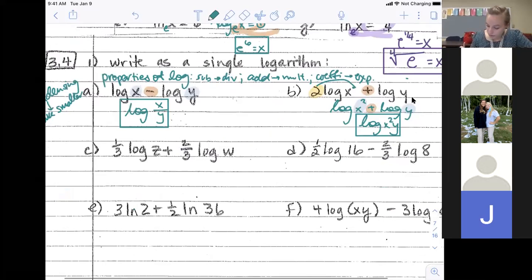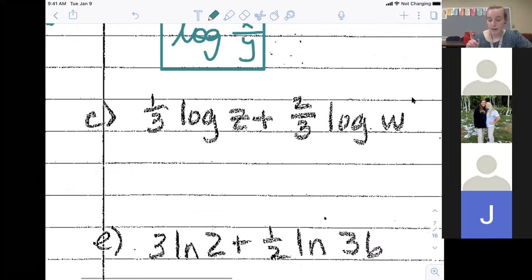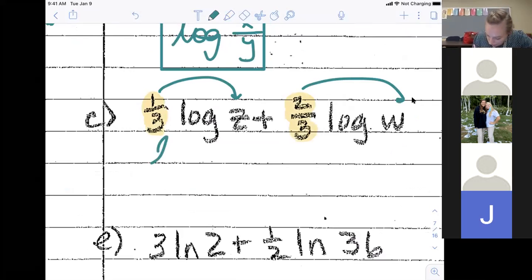These 3 rules that we've just talked about, subtraction to division, addition to multiplication, and coefficient to exponent, are what I'm using for the next 4. So letter C. I've got my coefficients, so let's deal with those first. I'm going to make z go to the 1/3, and then I've got 2/3, so I'm going to do w raised to the 2/3. So I've got log of z raised to the 1/3 plus log of w raised to the 2/3.